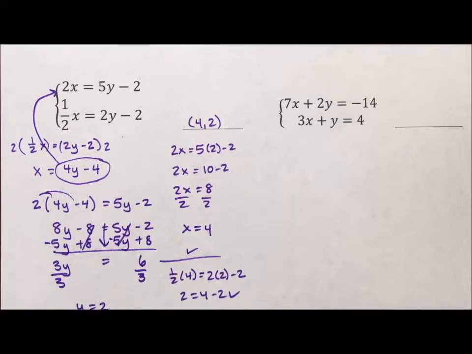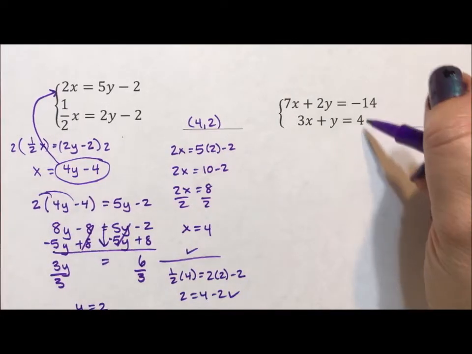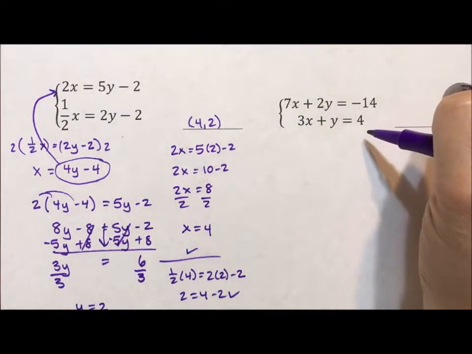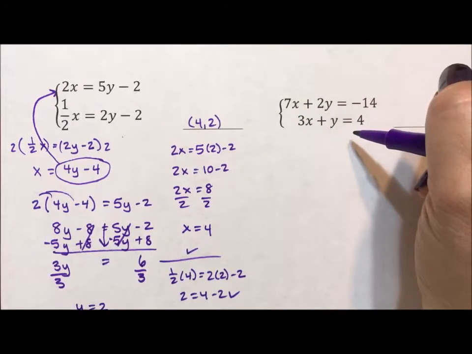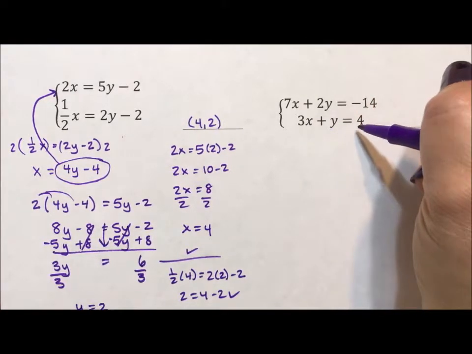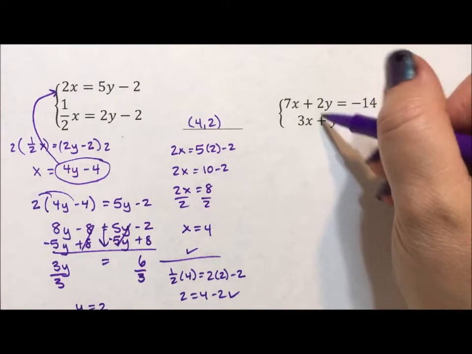Okay, for my next one, again, I check. My x's are in line, which is great. My y's are in line, which is great. My equal signs are in line, which is great. And my answers are in line, which is also great. So I'm going to use elimination this time because I could subtract 3x over and use substitution very simply. So if you like substitution, just subtract that 3x over and substitute in for y.